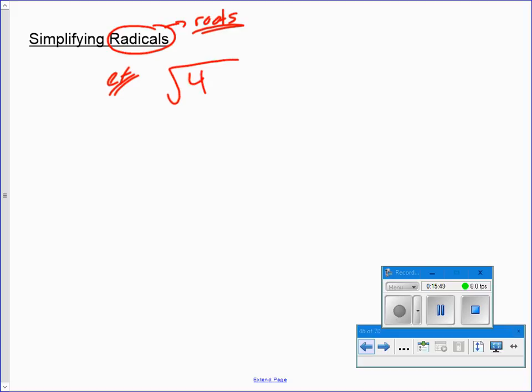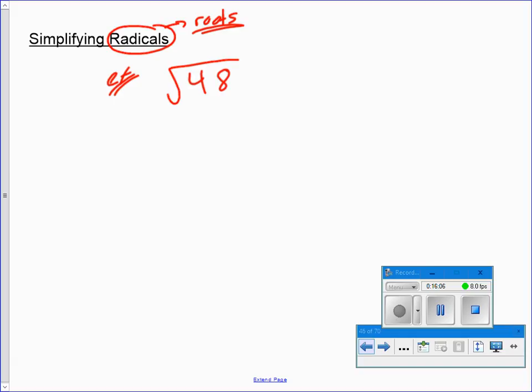Square root 48. So this number is not a perfect square. We can't take the square root of 48. We could take the square root of 49, that would be 7, but we can't take the square root of 48. There's still a way we can simplify this.